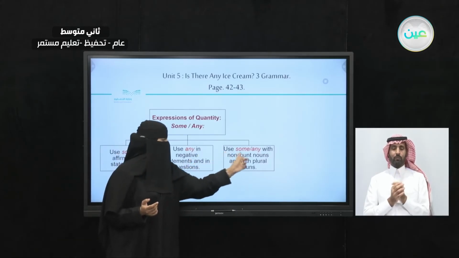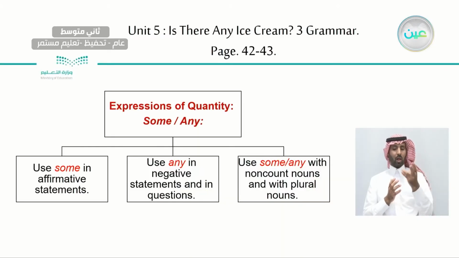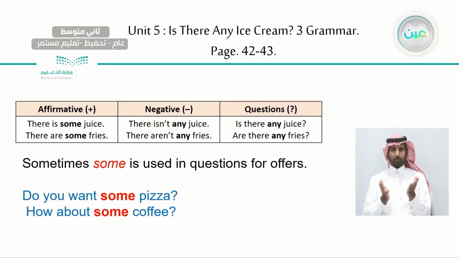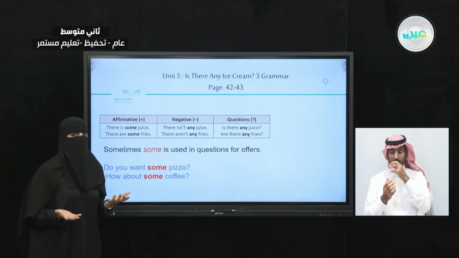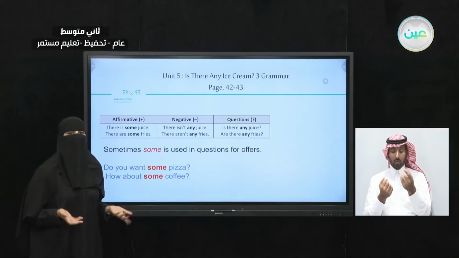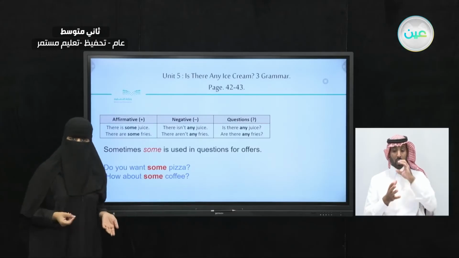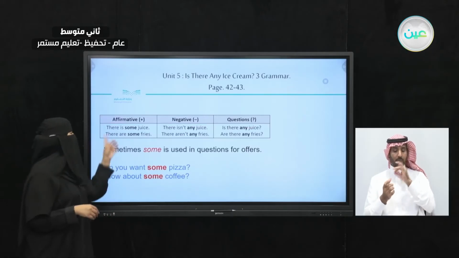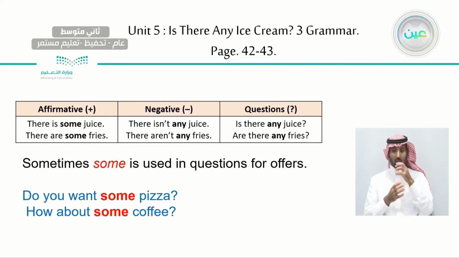Let's take a look. Use some and any with non-count nouns and with plural nouns. So some and any, we can use for both count and non-count nouns. Now let's take a look at some examples here. For the affirmative, we know for sure that it's there. So there is some juice. Is juice a count noun or a non-count noun? It's a non-count. You can't count the juice in the glass, right? You can count the cups, you can count the glasses, but not the juice itself. So, is there some juice? And let's take a look here. There are some fries.